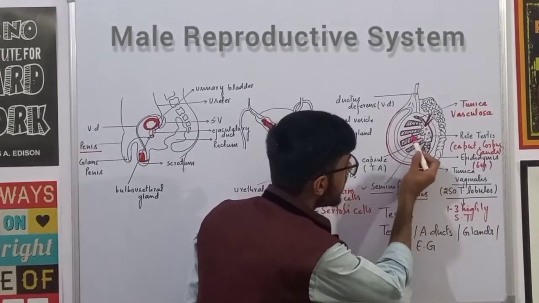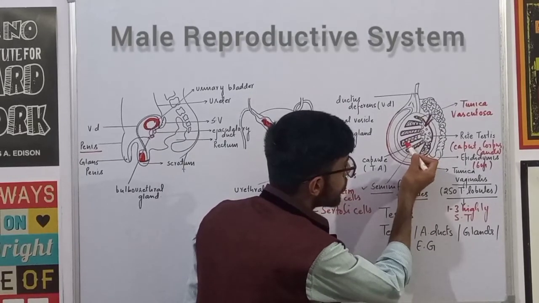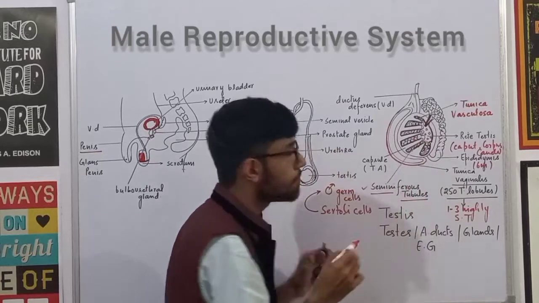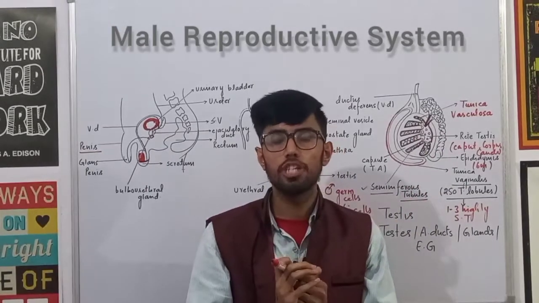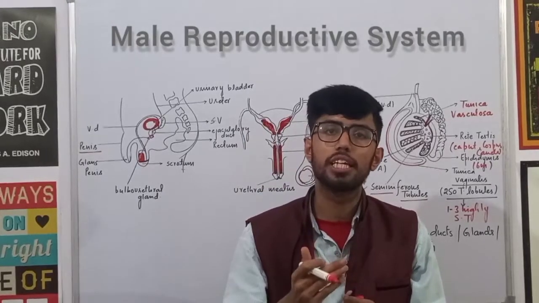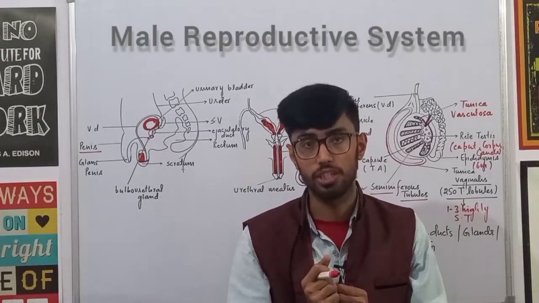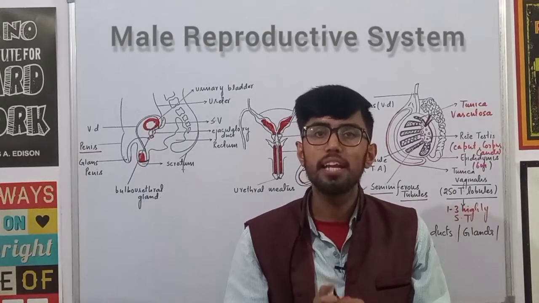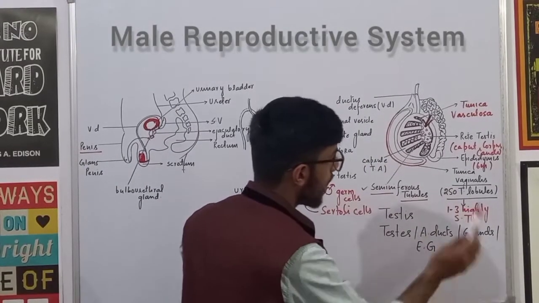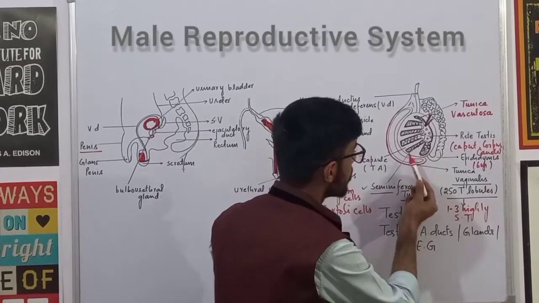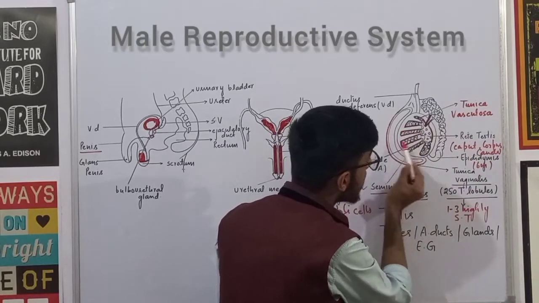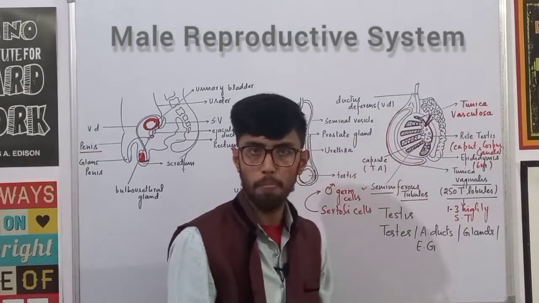And as we can see, in the interstitial spaces between the seminiferous tubules we have the interstitial cells or the Leydig cells. Leydig cells are responsible for the secretion of hormones like androgens. Androgens are the male reproductive hormones. We have the three layers. We have talked about tunica vaginalis, tunica albuginea, that is also known as the capsule, and the layer lining the chambers is the tunica vasculosa.